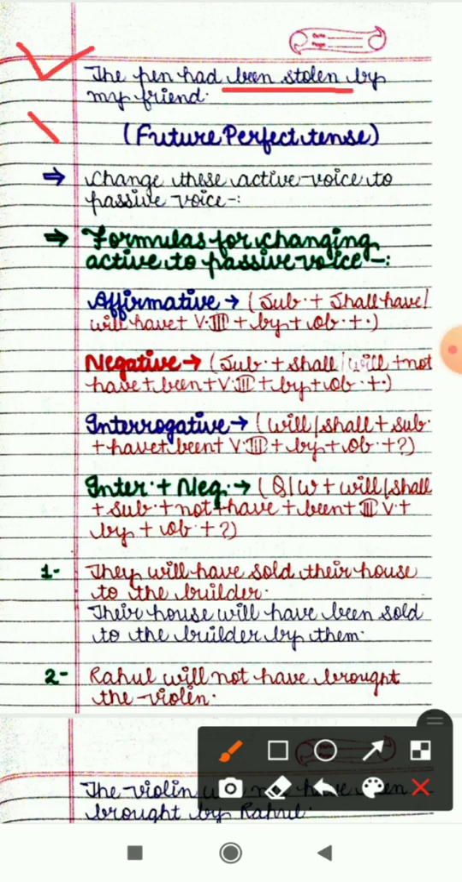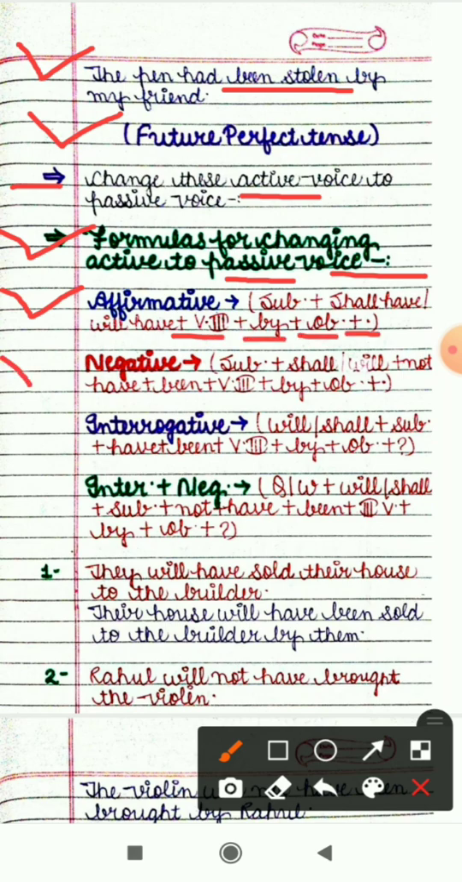Next tense is future perfect tense and the heading is change these active voice to passive voice which are related to future perfect tense. So first of all, let's have a look at the formulas for changing active to passive voice of future perfect tense. First formula is of affirmative sentences. So first of all, we have to write our new subject, then shall have, will have according to the new subject, verb third form, by, object, and in the last full stop.